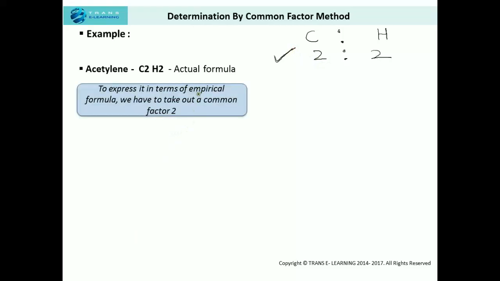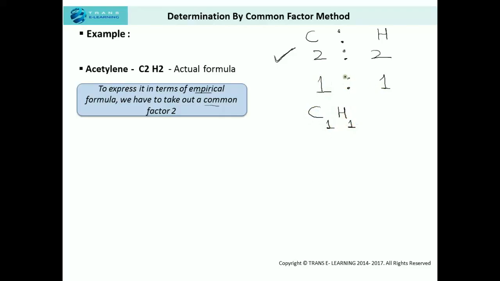Now let us consider a few examples. First, acetylene. Let me write the atoms of the different elements present in this compound in the ratio, that is carbon to hydrogen, that is 2:2. So the first condition, positive integers, is checked. The second is no common factor, but they have a common factor of 2. So to express it in terms of empirical formula, we have to take out the common factor 2. So we need to divide these atoms by 2 and we will get the answer as 1:1. That is C1H1.